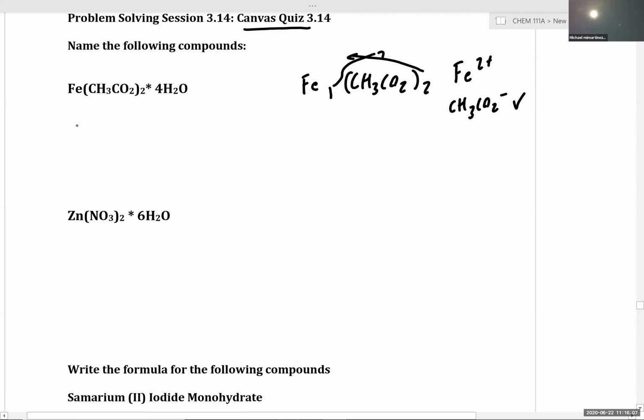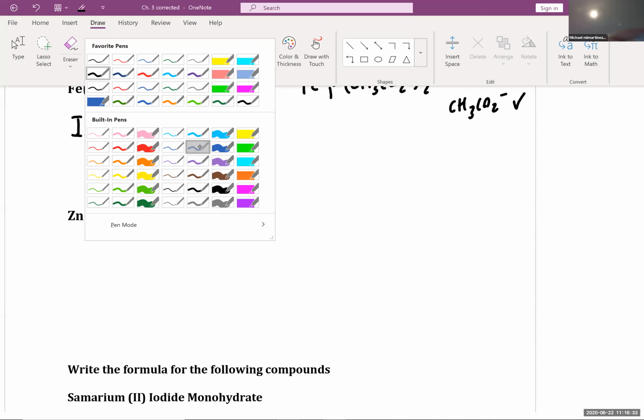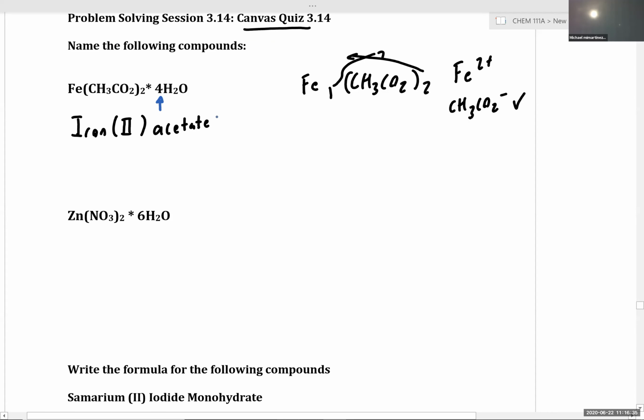Okay, so now we're ready to name this compound. We write the name of our transition metal, which is iron. We place the charge in Roman numerals. And then we write the name of our polyatomic anion, in this case, acetate. Now we're ready to name the hydrate portion. We notice that we have 4 associated water molecules. So 4 corresponds to the prefix of tetra. So this is iron(II) acetate tetrahydrate.